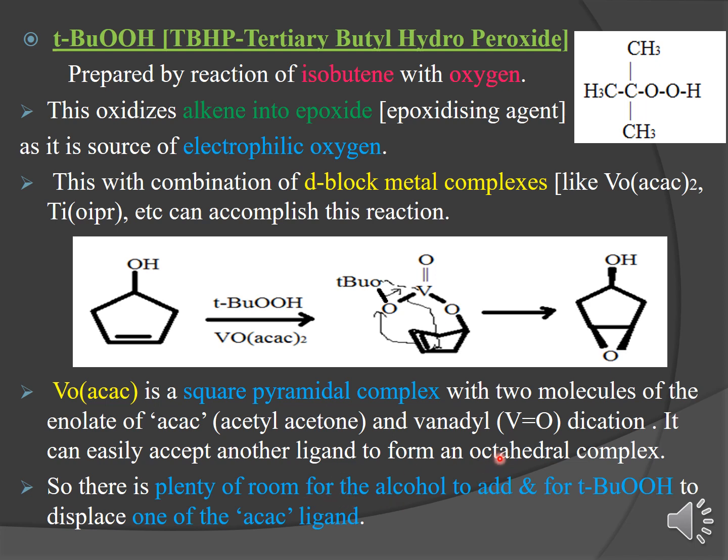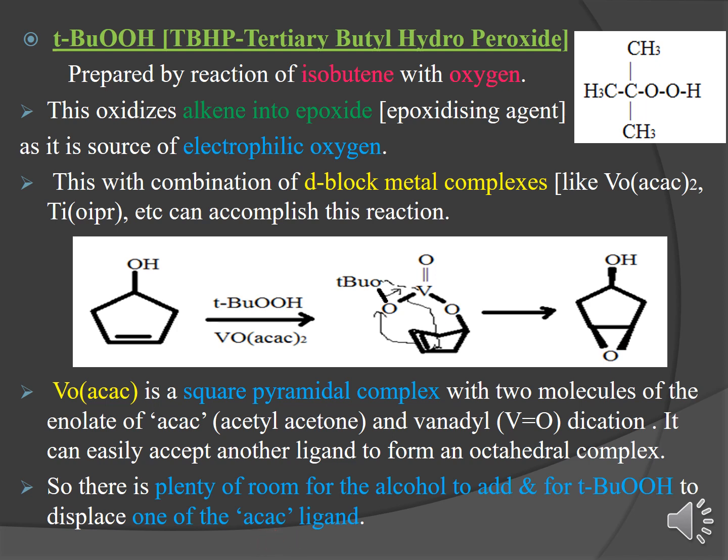And hence what happens here is, when this forms the octahedral complex, there is plenty of an alcohol which can be added, and for the tertiary butyl hydroperoxide to displace one of the ligands. One of the tertiary butyl hydroperoxide will replace one of the ligands like ACAC, that is your acetylacetone.